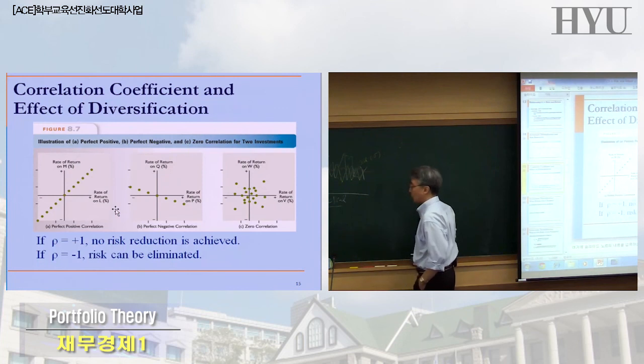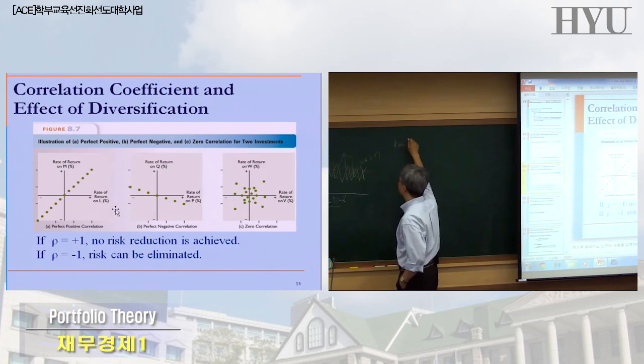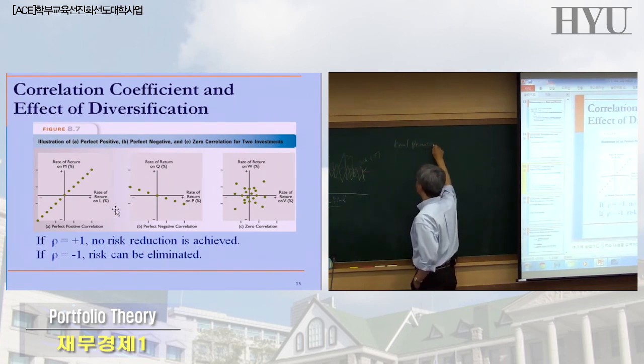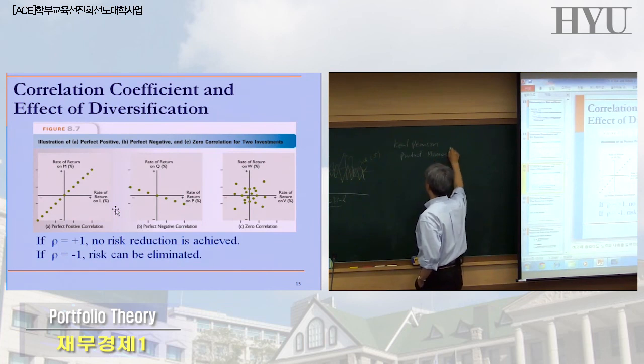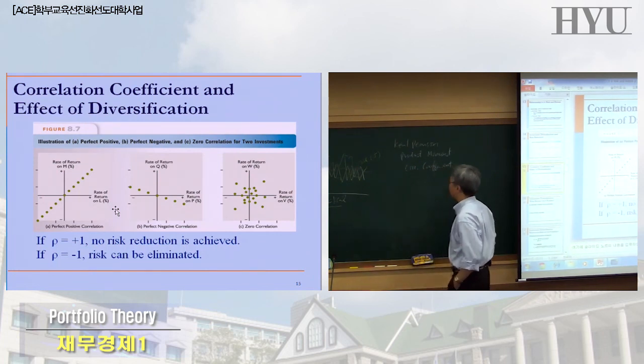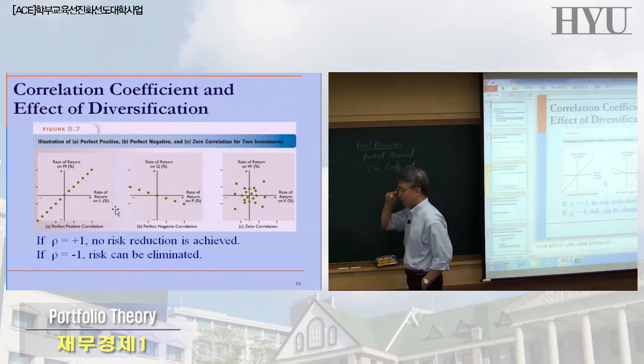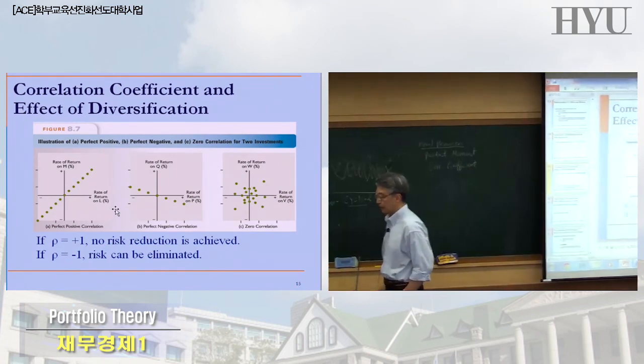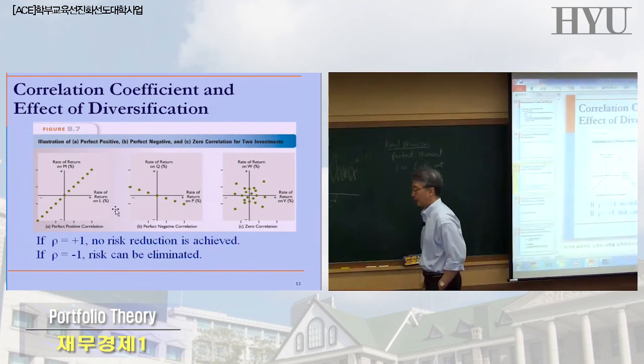Or more exactly, correlation coefficient. The full name is Karl Pearson product moment correlation coefficient. Karl Pearson was a famous statistician, and he came up with this idea of the correlation coefficient. He designed the correlation coefficient.